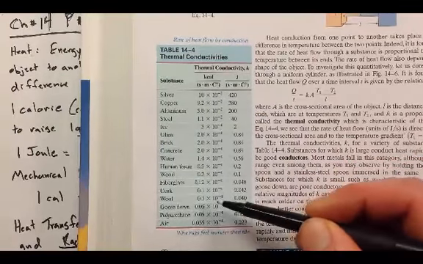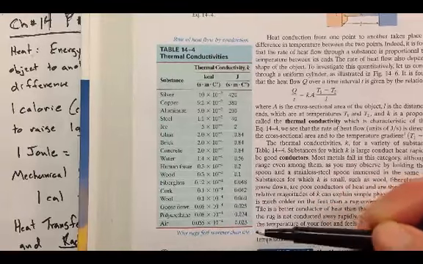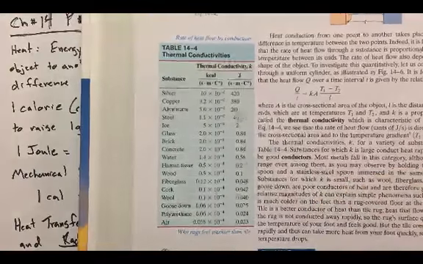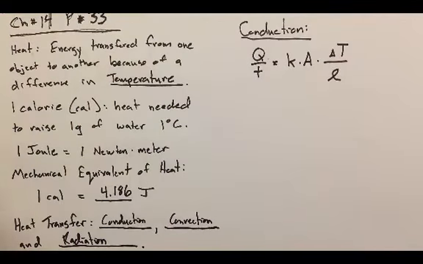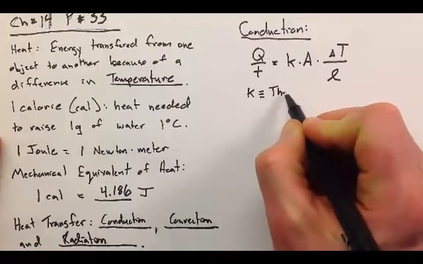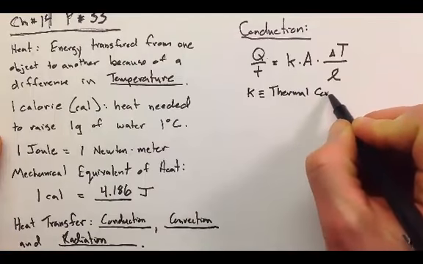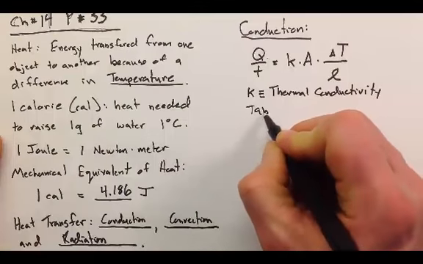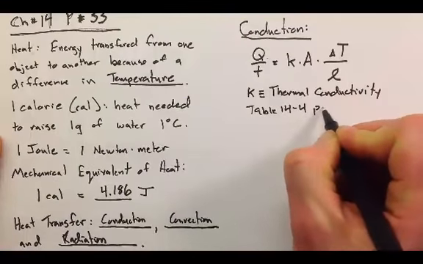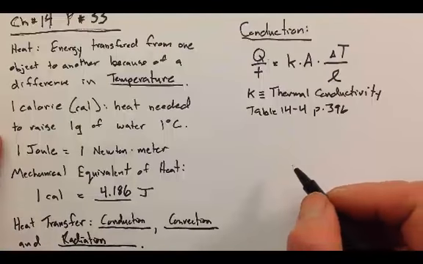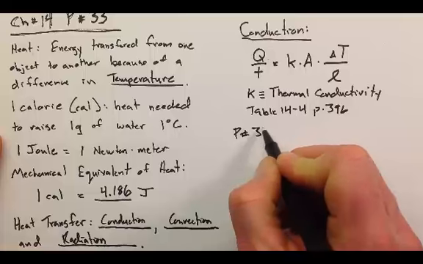Air, polyurethane, goose down, wool have very low thermal conductivities. They're good insulators. They're good things to make things out of when you don't want heat to transfer, like a jacket or insulation. So as we said here, the constant K is defined to be the thermal conductivity. And if you need to find that, check out table 14-4 on page 396 in your book. That'll give you values for different substances. And I think that's all I have to say here, and we better get on with problem 33.